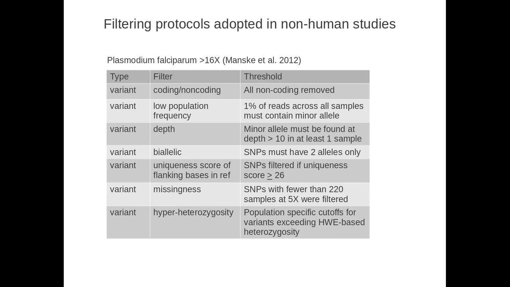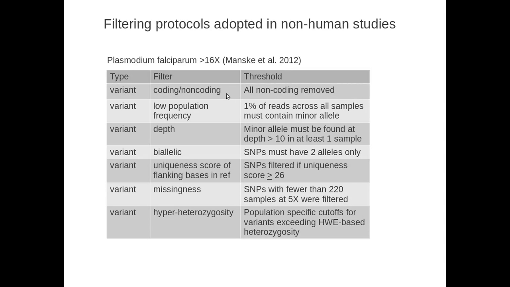And so here what I've done is I've just gone to a number of very prominent papers, and I went into their methods and looked to see what filters they apply to reduce the false positives in their data set, which is generally the goal. We usually want to eliminate as many as we can, and still retain the vast majority of SNPs that are real.